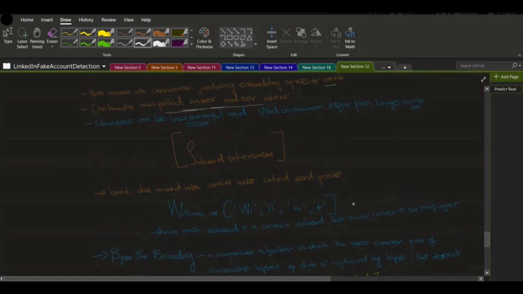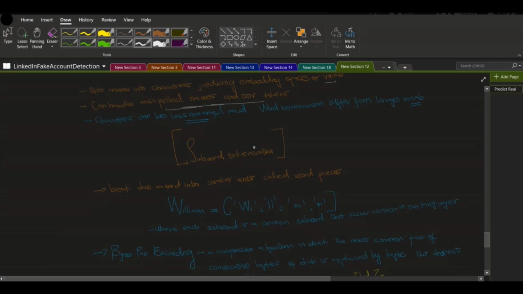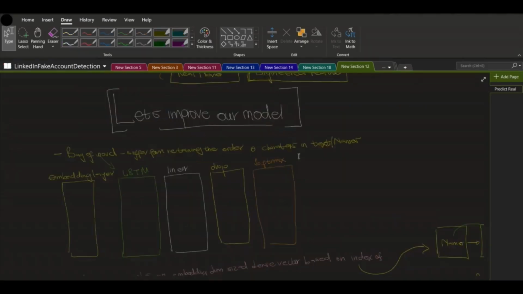And they cannot capture quite complex interaction between some of the words. So the advantage of me choosing to use subwords is that essentially this algorithm, byte pair encoding, tries to break down the words into smaller units called word pieces. So you can think of William as being split into something like "Will" and "IN".